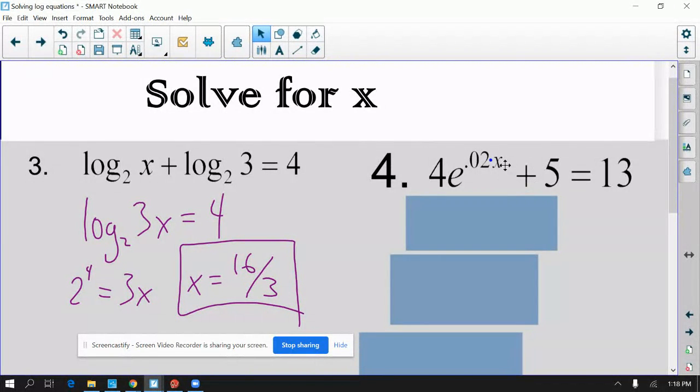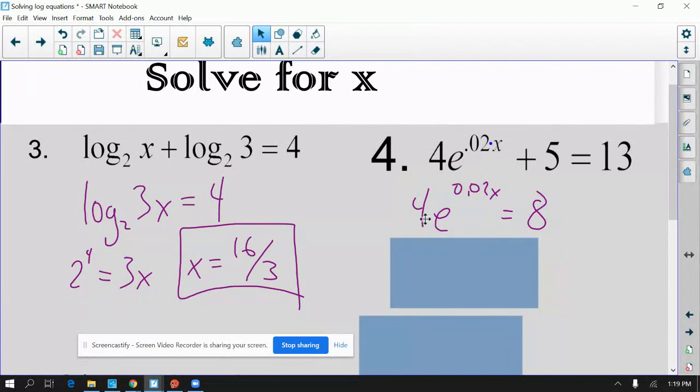If you were to type in x, like if I said evaluate this when x is 3, you would do 0.02 times 3. Then you would take e raised to whatever number that is. Then you would do 4 times whatever number you got, and then you would add 5. So that's following the order of operations. So to solve, you go in reverse order. Whatever you would have done last, you undo first. So the first thing you undo is adding 5. So you subtract 5.